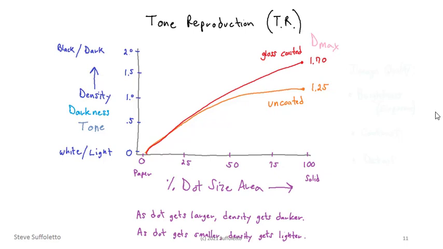Again, as the dot changes its size, you change the density. So if you want to control the color, you have to control the size of the dot. As the dot gets larger, the color gets darker. As the dot gets smaller, the color gets lighter. So for image quality, the brightness, the contrast, and the detail is controlled by the size of the dot.